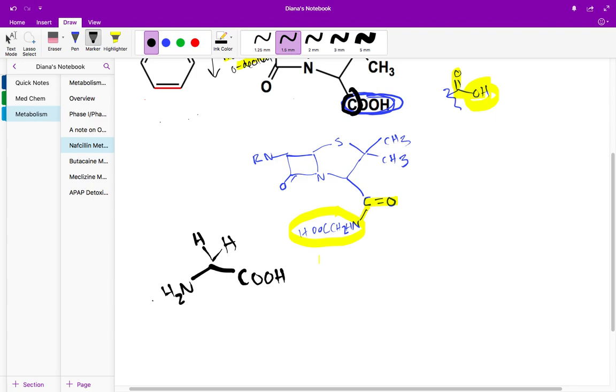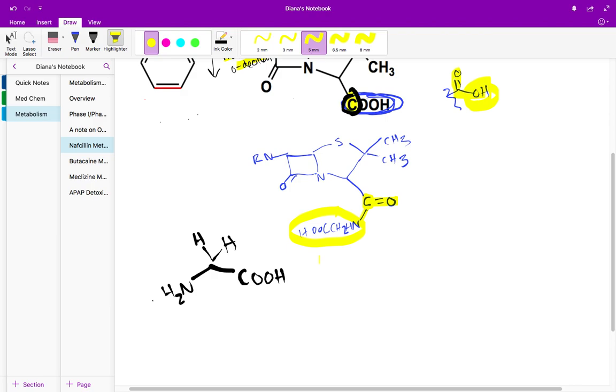Okay, and so glycine is then going to be added on to a COOH, right? So this glycine group is what got added on to this carbon that we were focusing on. So that carbon now has the addition of this glycine group.